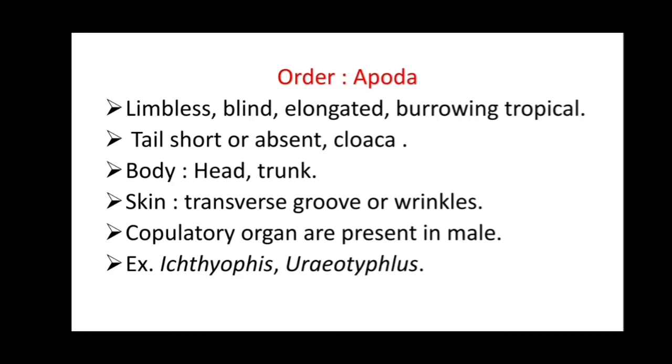The body has a head and trunk. The skin has transverse grooves or wrinkles. Copulatory organs are present in the male. As we know, the copulatory organs help to transfer the male gamete to the female at the time of copulation. Examples are Ichthyophis and Uraeotyphlus.